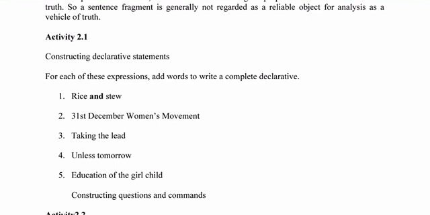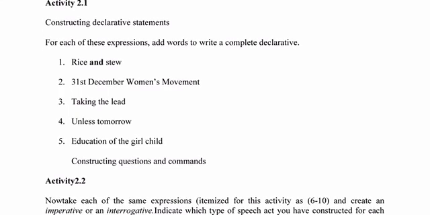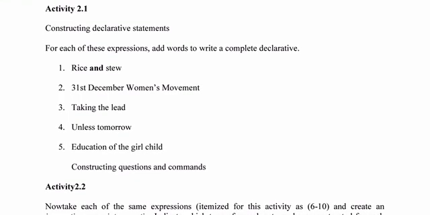What do you mean? Okay, but note, some sentence fragments can make sense, depending on the situation. For instance, if you enter a restaurant and you see rice and stew at a particular place, and you see people serving there, you understand that it's rice and stew that they serve here. But generally, sentence fragments don't make sense when I'm speaking universally, generally. Okay, so for each of these expressions, add words to write a complete declarative.